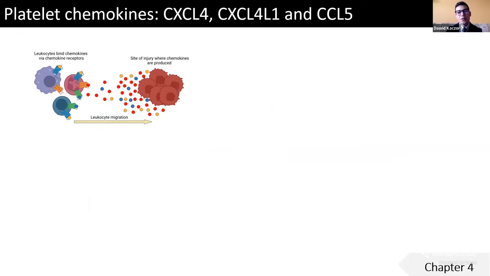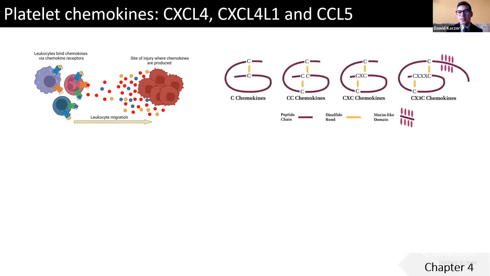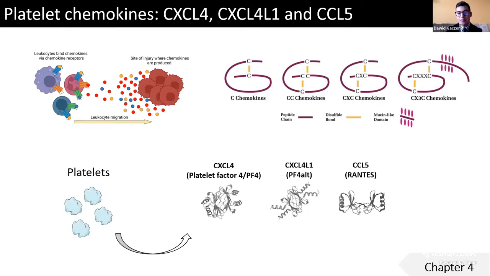Chemokines, in turn, are small proteins that are rapidly released upon activation and can control the trafficking of leukocytes during inflammation. Generally, chemokine nomenclature reflects cysteine residues and disulfide bond rearrangements, which results in four classes of chemokines. Upon injury and during atherosclerosis, platelets secrete chemokines such as CXCL4, known as platelet factor 4 or PF4 for short, CXCL4L1, which is also called PF4-ALT, and CCL5 or RANTES, which are the subject of my thesis.